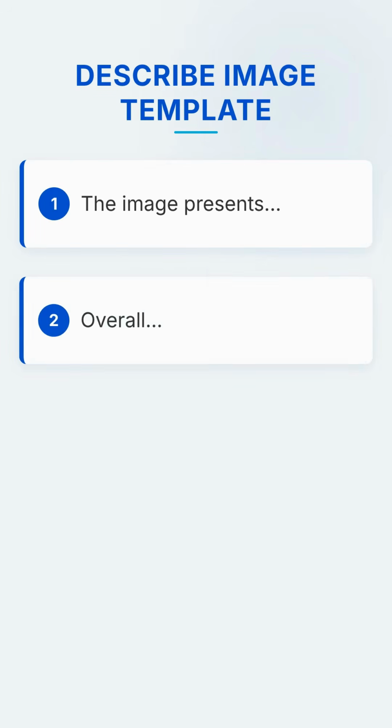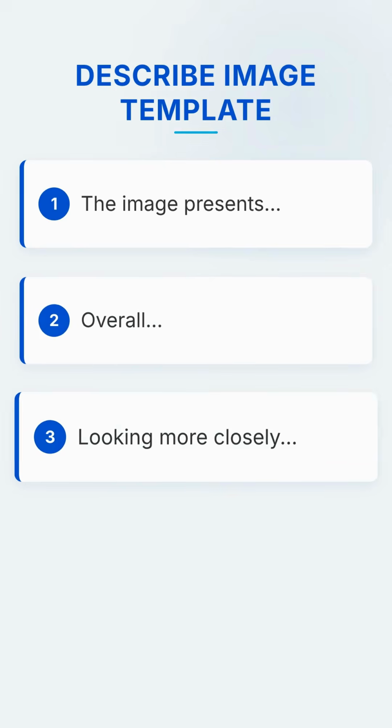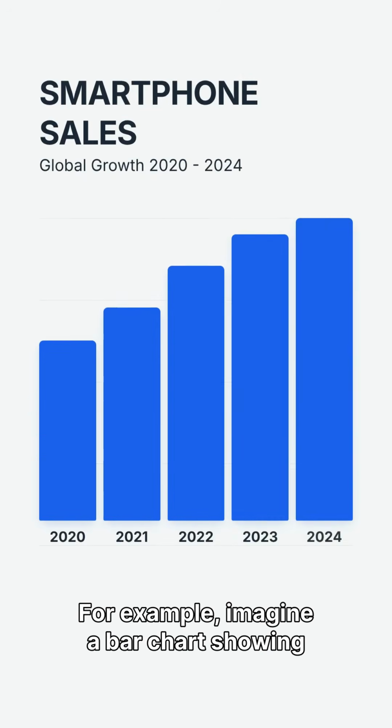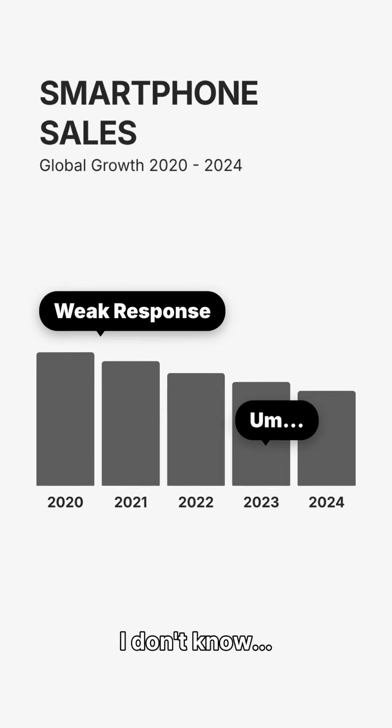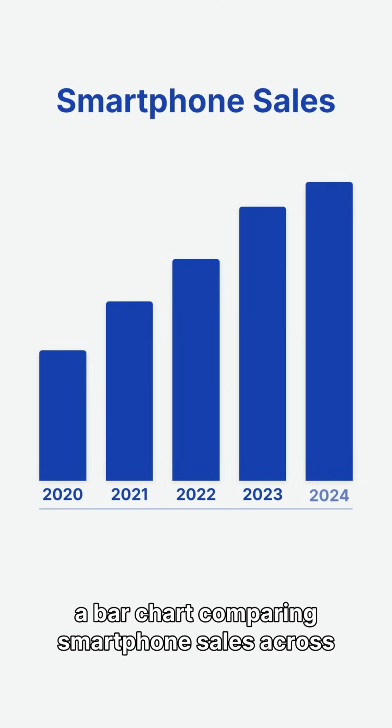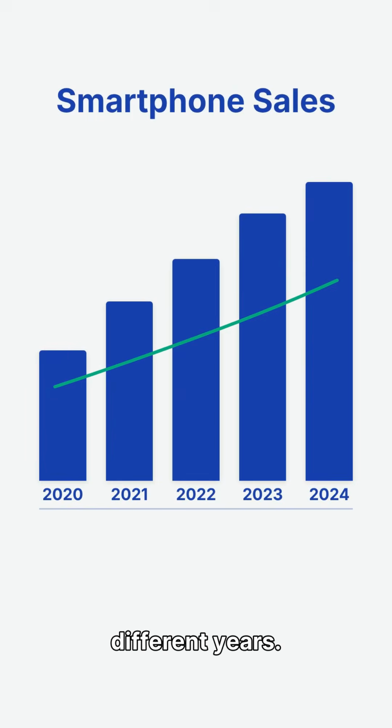Use this simple template. The image presents, overall, looking more closely, in conclusion. For example, imagine a bar chart showing smartphone sales. A weak response is, 5 bars, I don't know, blue bar is bigger. A strong response is, the image presents a bar chart comparing smartphone sales across different years.